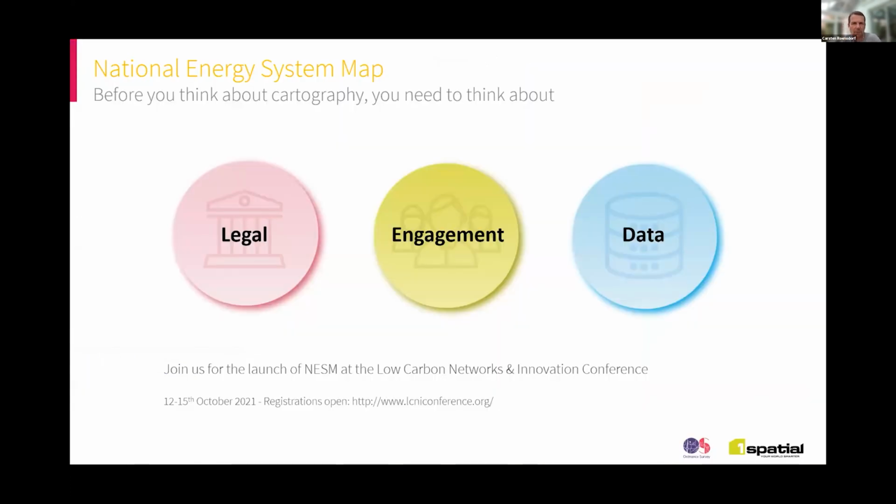Yeah, I'm coming to an end. I think this is pretty much the last slide. This National Energy Systems Map will be launched at the ENA Innovation Conference between 12th and 15th of October. You find the URL down there.